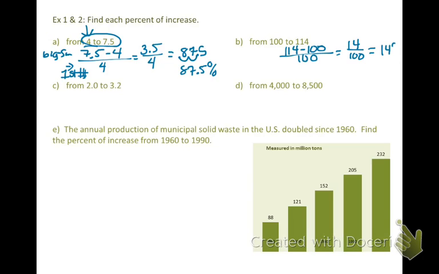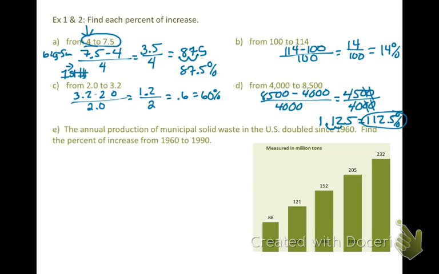Can we skip the decimal? Yes. If you already know that it's over 100, just turn that right into a percent. Where do we need our calculator? When you divide, like we did for 3.5 over 4. Okay, so I'd like you to do C and D by yourself. Put me on pause. And when you're done, please take me off and check to see if you did them correctly.